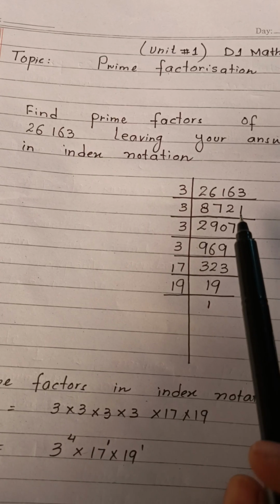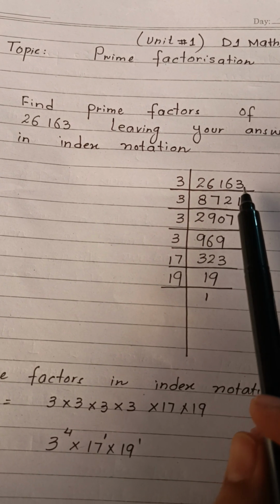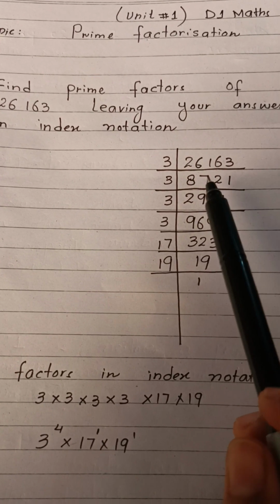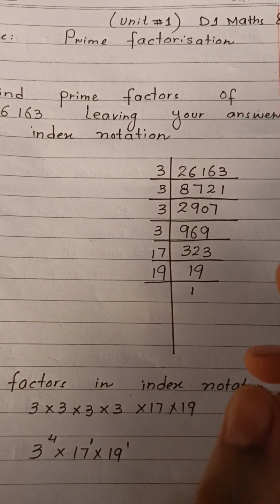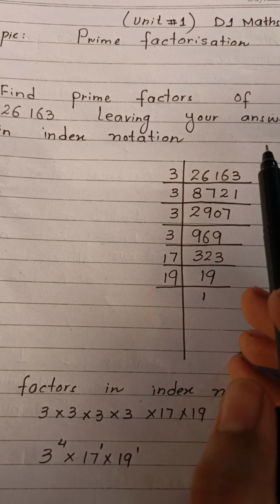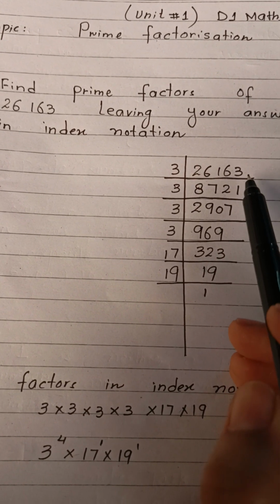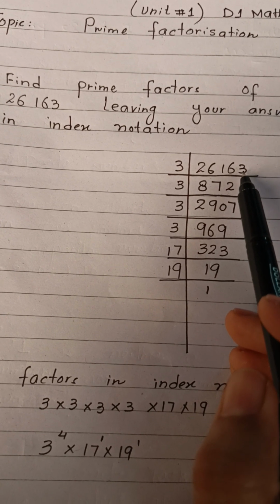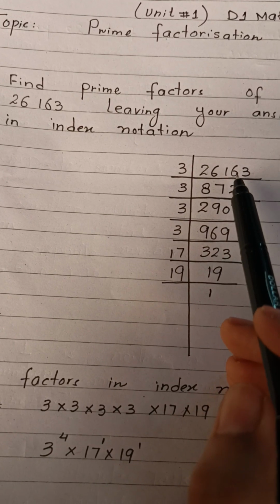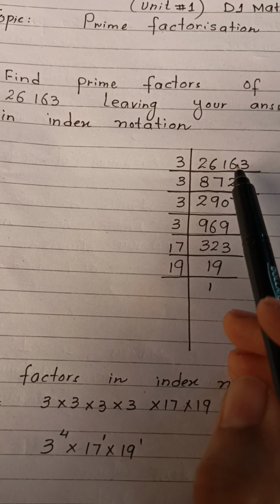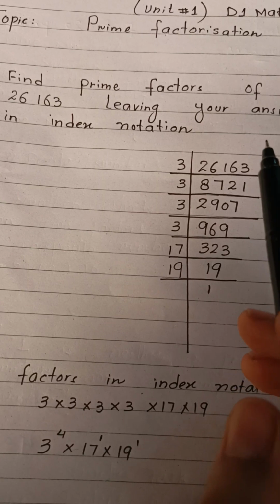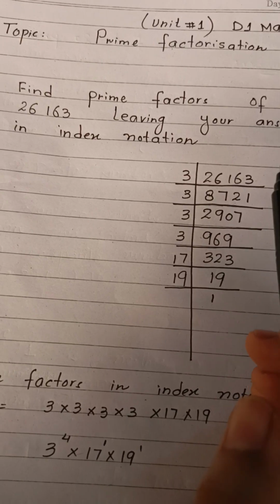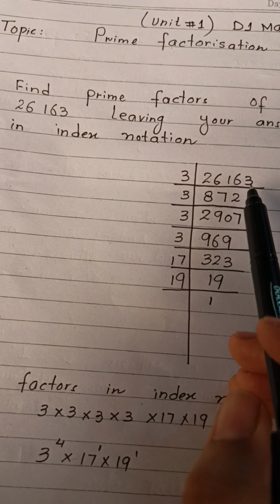So, first of all, prime factors of 26,163. You have to follow the rule of divisibility as I have told you. The first prime number is 2, and for divisibility by 2 I have to check the last digit of the number. Here the last digit is 3. It means 26,163 can't be divided by 2, because for 2 the last digit must be 0, 2, 4, 6 or 8. It means this number is not divisible by 2.